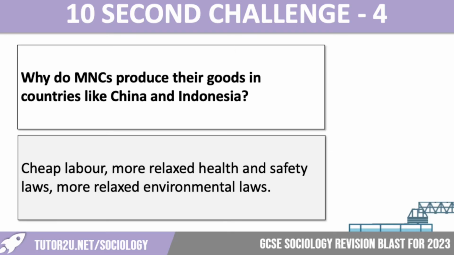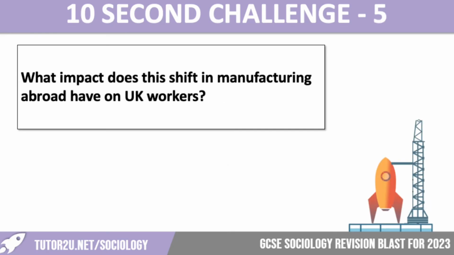We have cheap labour, more relaxed health and safety laws and more relaxed environmental laws. So these are all reasons why big companies go and produce their goods on the other side of the world. So let's link that back to the UK. What impact does this shift in manufacturing abroad have on UK workers? So think about the link to poverty.